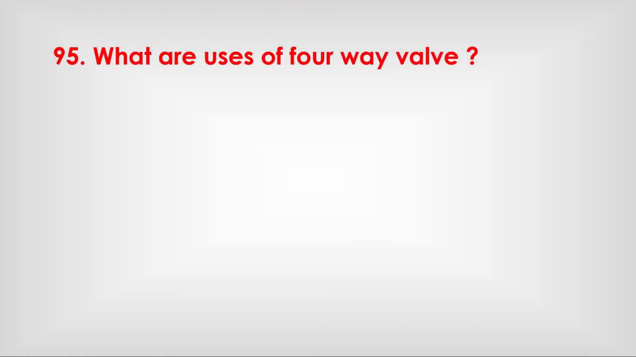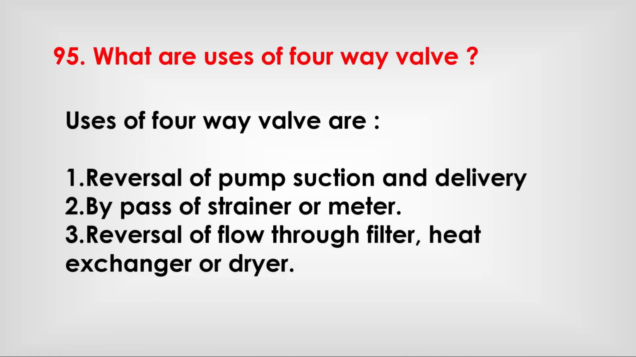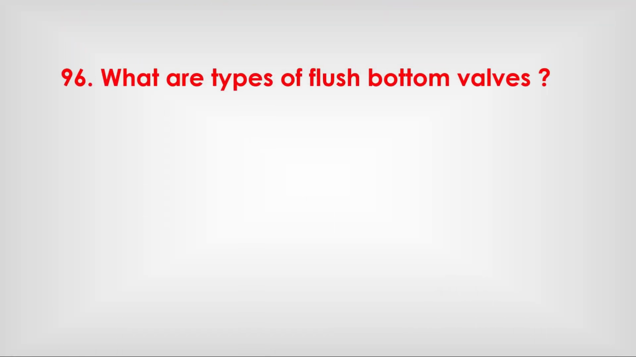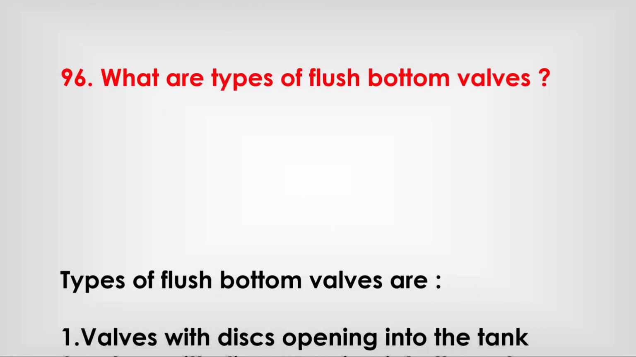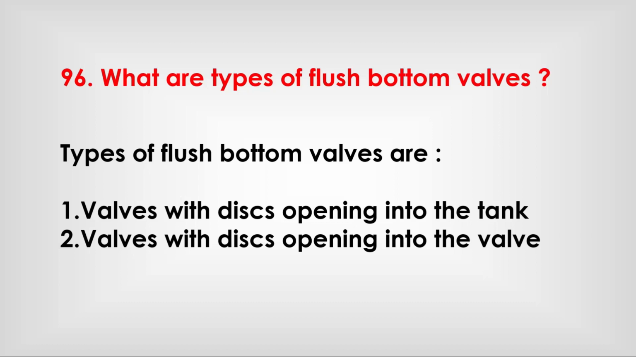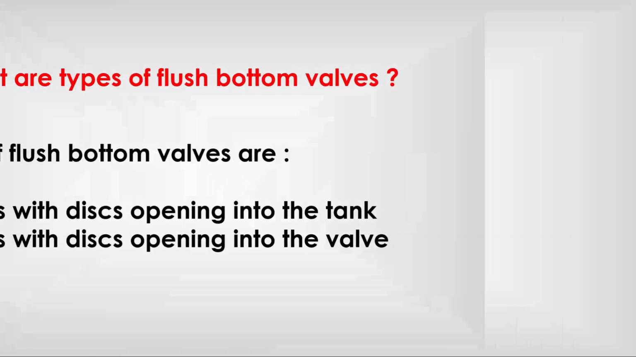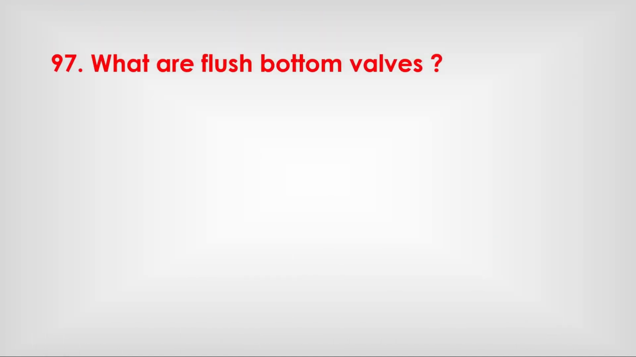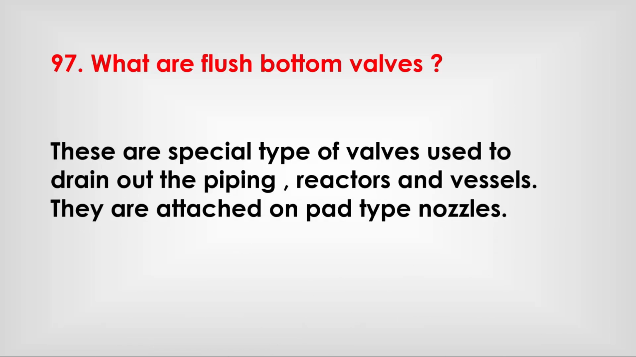What are uses of a four-way valve? Uses of a four-way valve are reversal of pump suction and delivery, bypass of strainer or meter, reversal of flow through filter, heat exchanger or dryer. What are types of flush bottom valves? Types of flush bottom valves are valves with the disc opening into the tank, and valves with the disc opening into the valve. What are flush bottom valves? These are special types of valves used to drain out piping, reactors and vessels. They are attached on pad type nozzle.